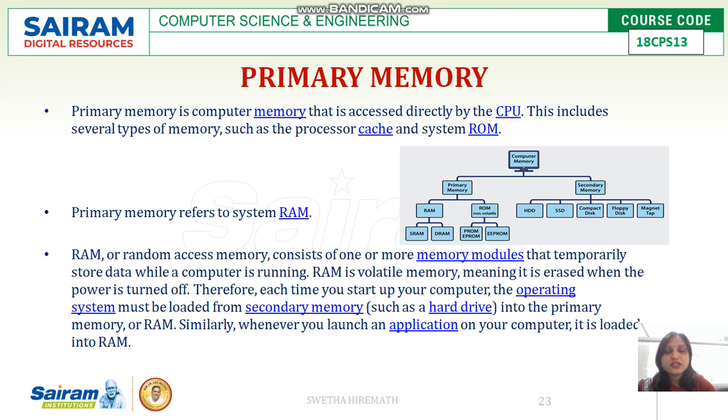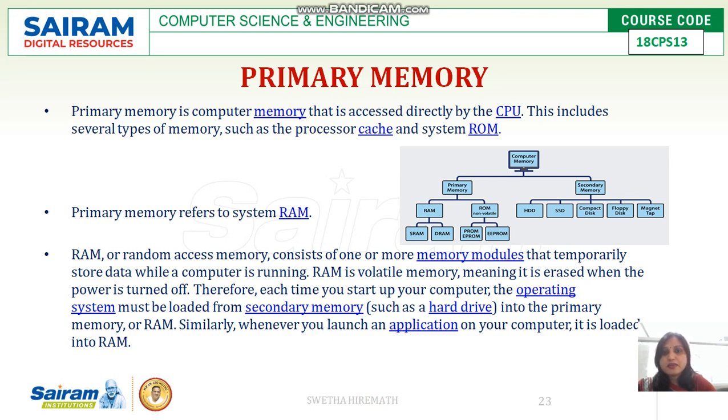Cache is the smallest memory unit, and it is very costly because it is stored within the processor. Only the frequently used data or instructions will be stored in the cache, in order to reduce the time taken to execute instructions by fetching them from the main memory unit. In order to reduce the time and increase the performance of a computer system, we implement cache memory within the processor. So primary memory consists of cache, RAM and ROM.